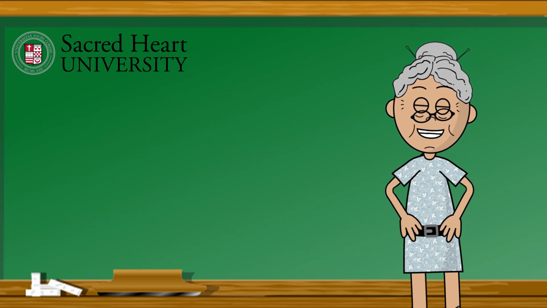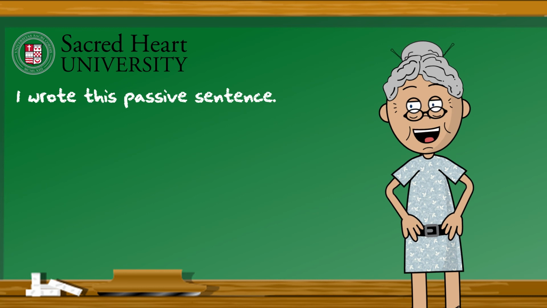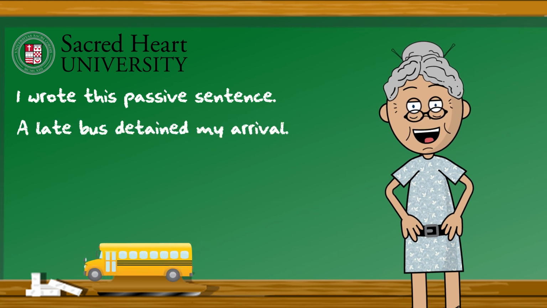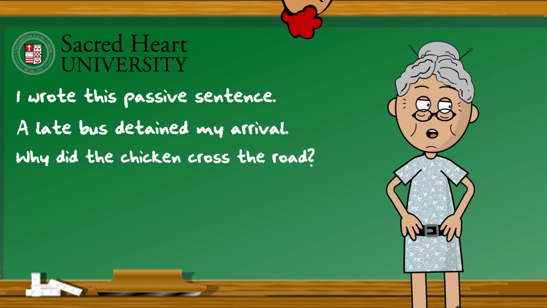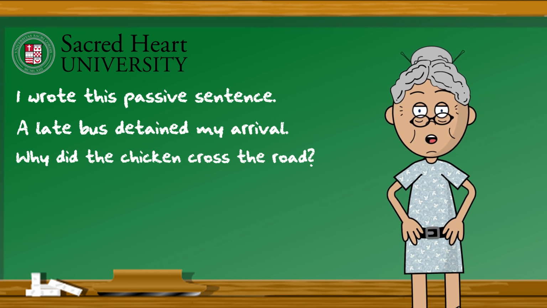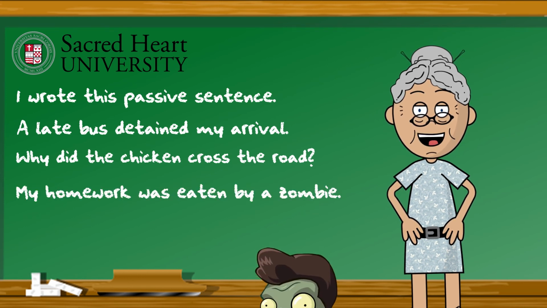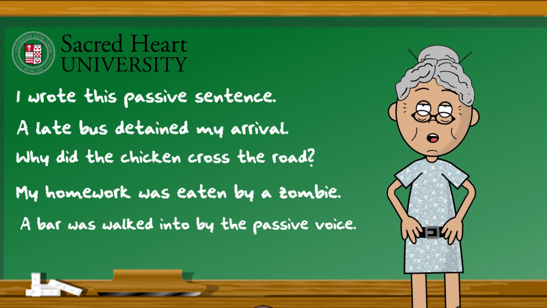Pause the video for a bit and change these sentences into passives. I wrote this passive sentence. A late bus detained my arrival. Why did the chicken cross the road? And rewrite these passive sentences as active SVOs. My homework was eaten by a zombie. A bar was walked into by the passive voice.